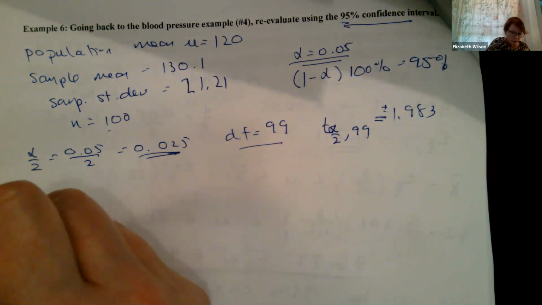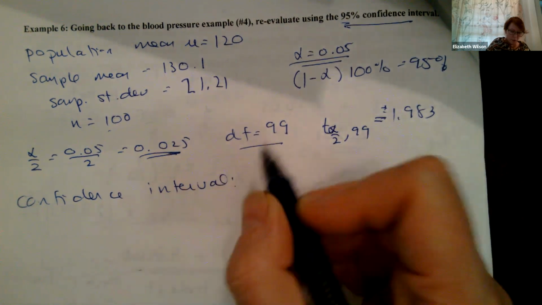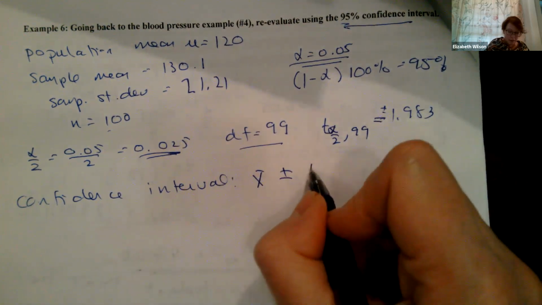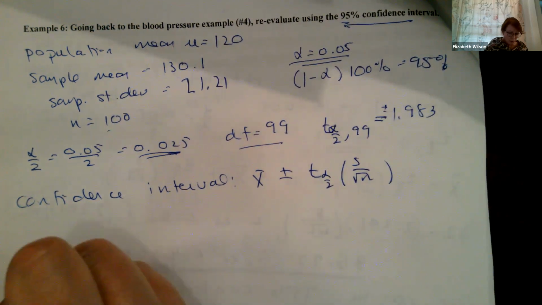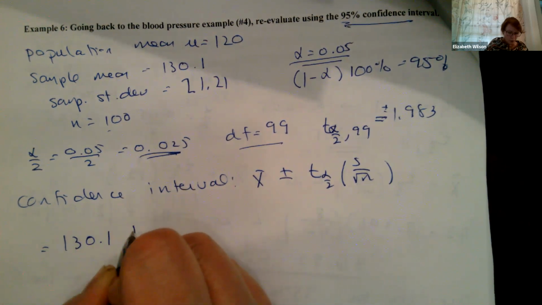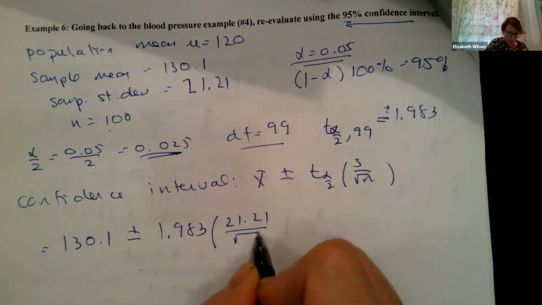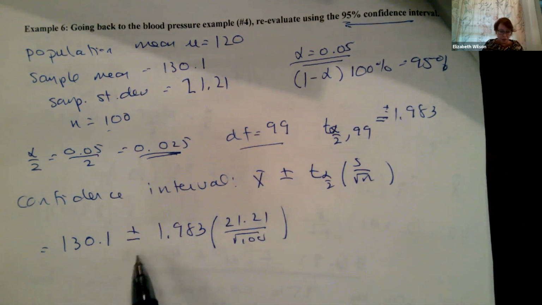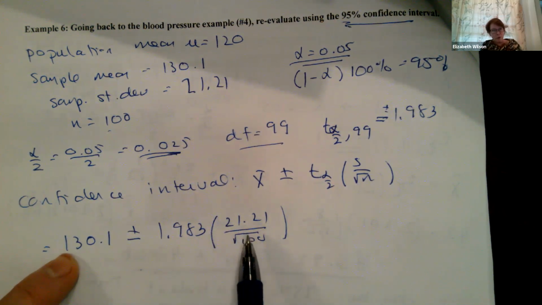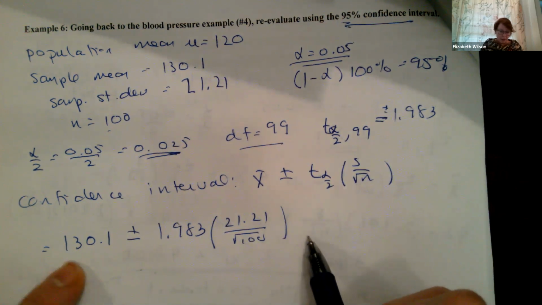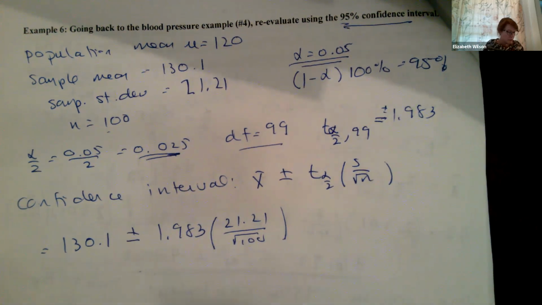So we're going to plug that into our confidence interval, which I'll remind myself is my x bar plus or minus t alpha over 2 times s over radical n. So let's plug in our data. This is equal to 130.1 plus or minus 1.983 times 21.21 all over radical 100. Writing it out, 130.1 minus 1.983 times 21.21 over radical 100, and 130.1 plus that same amount. That defines the boundaries of our confidence interval.